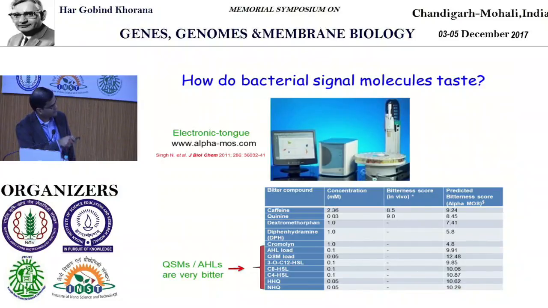So this column represents the score from the e-tongue. If you look at these, it's pretty close, it sort of agrees with that. Dextromethorphan, that's not known, so that's what it says. The higher the score, the more bitter it is, right?